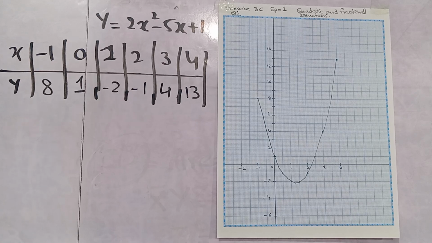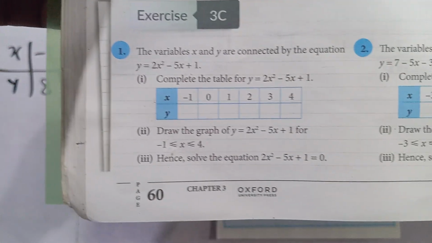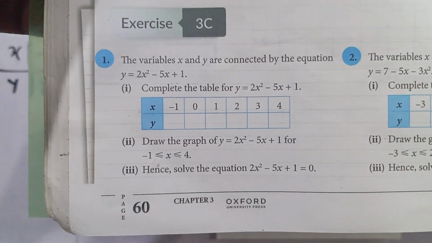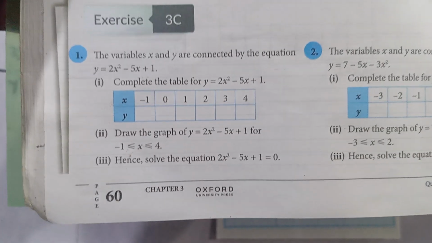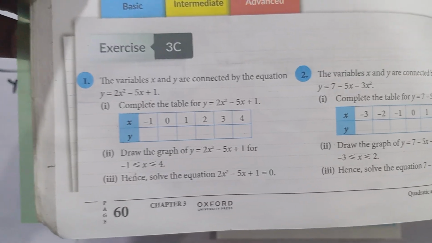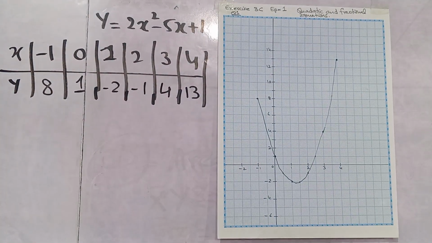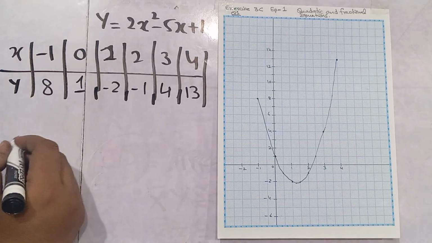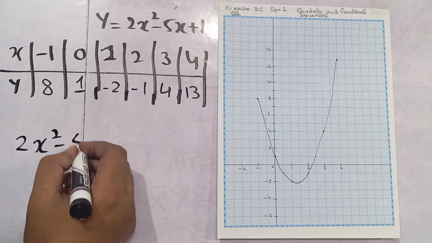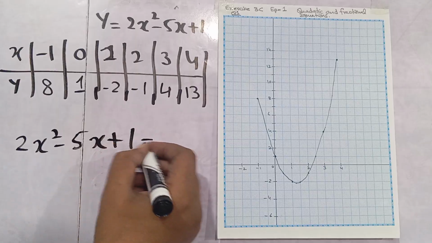Then they have asked us a question. We have plotted the graph. In question number 1, the second part we have done, we have drawn the graph. Hence solve the equation 2x squared minus 5x plus 1 equals 0. So basically they are asking me to solve this equation. The equation they gave me is 2x squared minus 5x plus 1 equals 0.